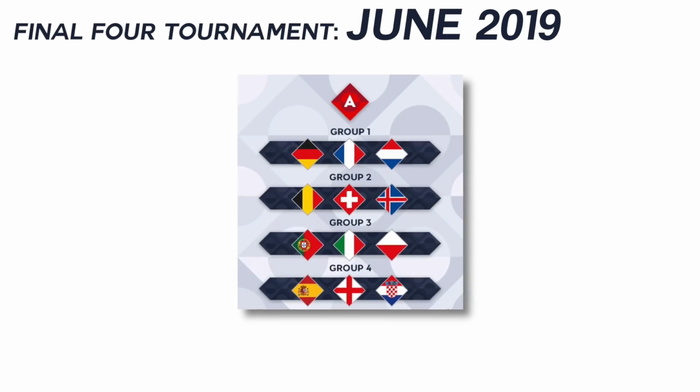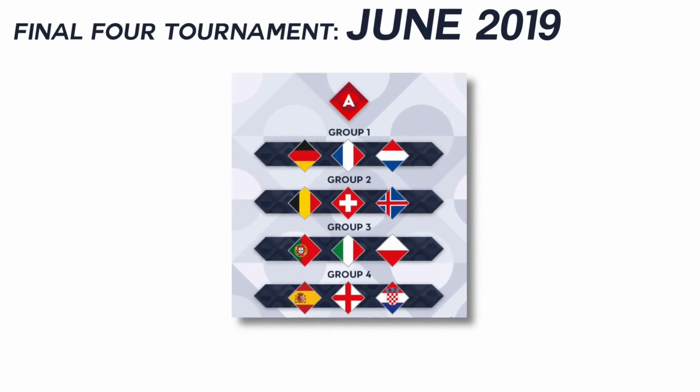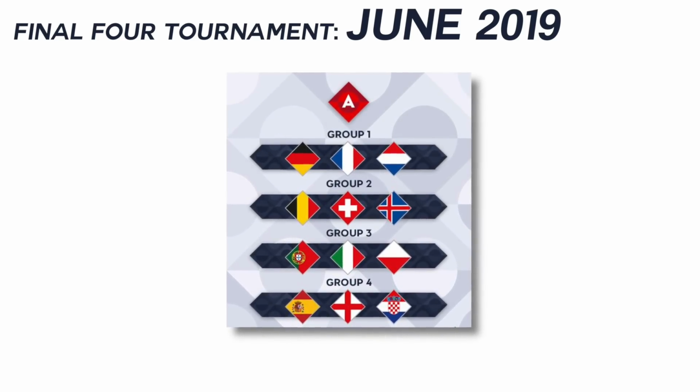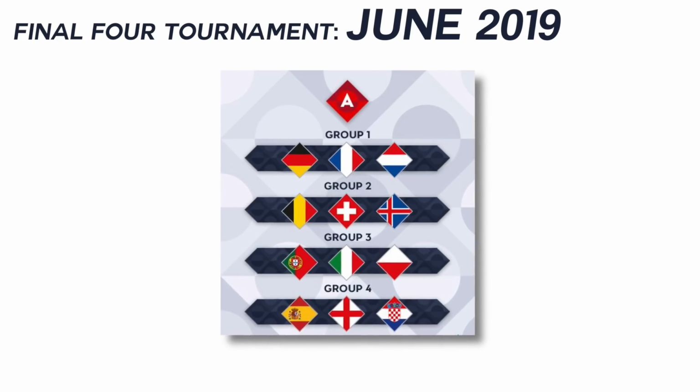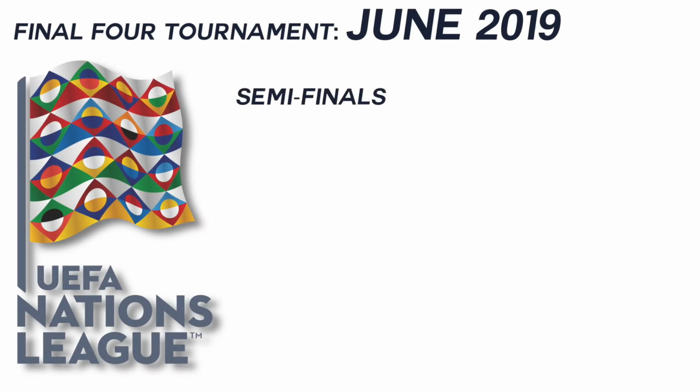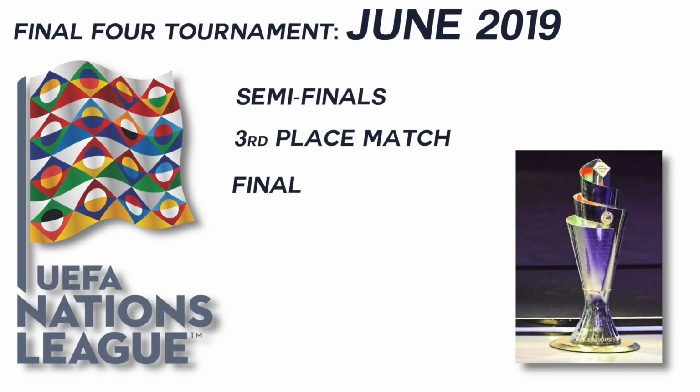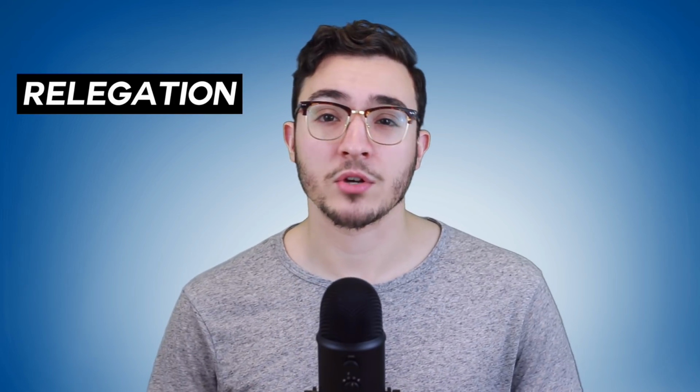The first place teams in each group of League A will advance to the Final Four tournament, as UEFA is calling it, which will take place in June of 2019. There will be 2 semifinals, obviously, a third place match, and a final where the inaugural UEFA Nations League champion will be unveiled. The host country will be appointed by the executive committee, but it will always be one of the competing nations.